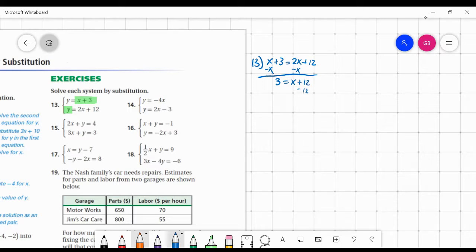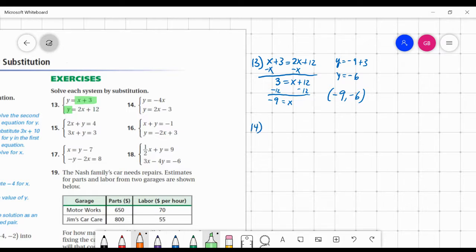And then subtract 12 on both sides. So x is equal to -9. And then to solve for y, I'm going to plug it into one of the equations. So I'm going to plug it into the first one. So y is equal to negative 9 plus 3. So y is equal to negative 6. So my solution is negative 9 comma negative 6. That's number 13, solving by substitution.